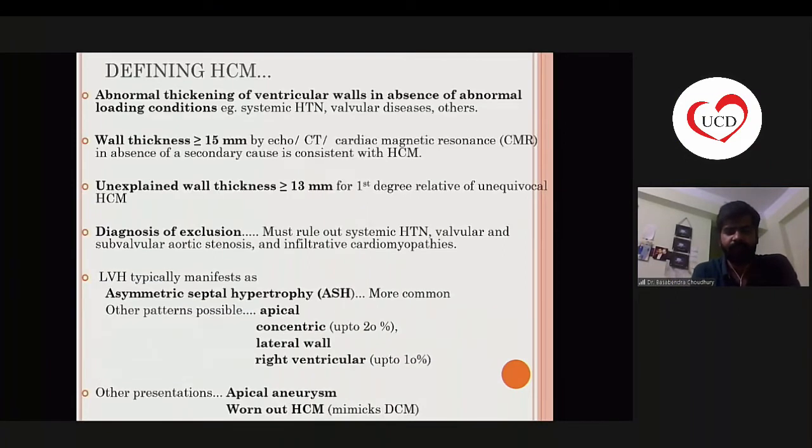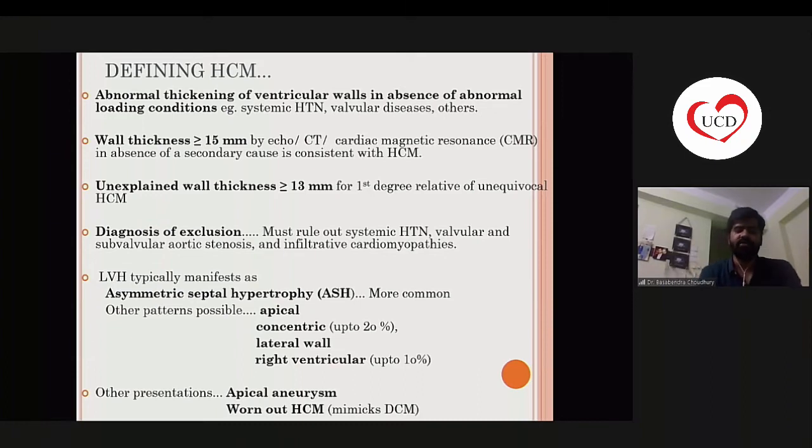Next. So defining HCM: abnormal thickening of ventricular walls in the absence of abnormal loading conditions like systemic hypertension or valvular heart disease. More than 15 by echo, CT or cardiac MR, and in a first degree relative, more than or equal to 13 is also sufficient to label it as HCM. However, we will have to rule out systemic hypertension, valvular and subvalvular AS, and infiltrative cardiomyopathies at least.